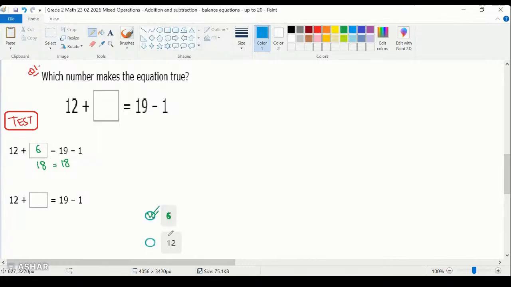What we do is we take the options and we put them over here. 12 plus 12 was 24, and this was 18. Is 24 equals to 18? They're not equal. Agreed?